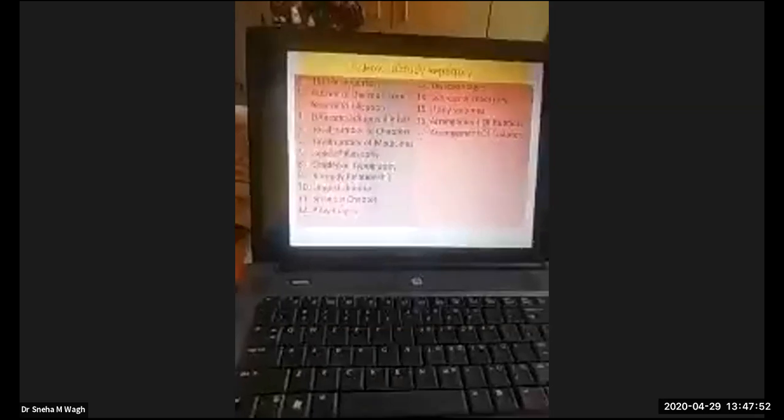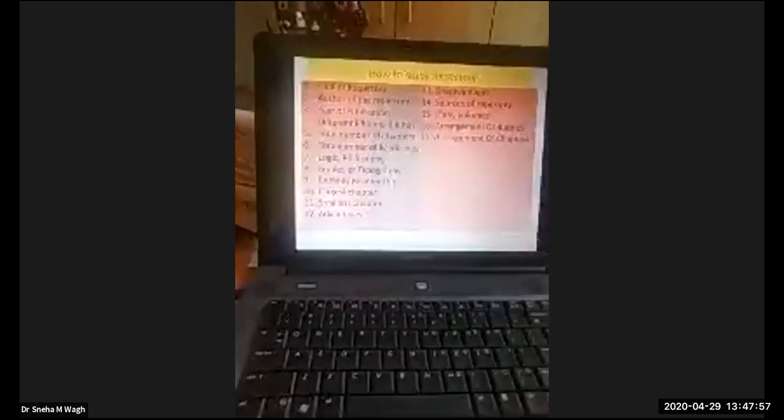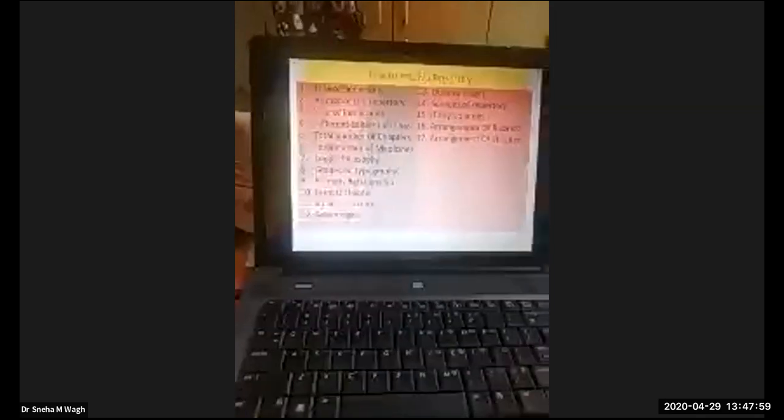If any volumes are there, then mention all the volumes with their editions and publications. The students should also know the arrangement of rubrics and the arrangement of chapters.